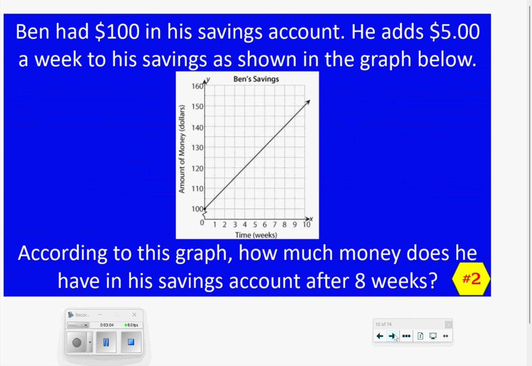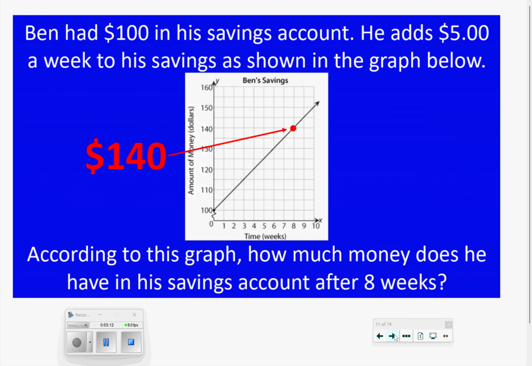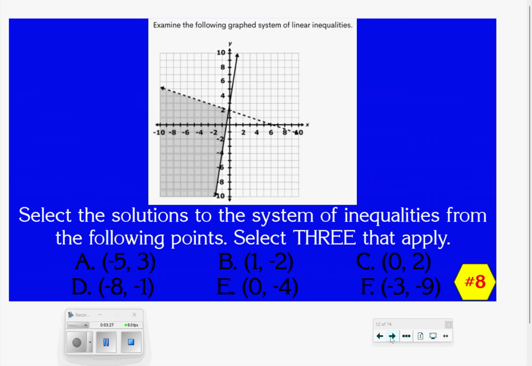Okay, try this one. Okay, the answer here is 140. If you go up 8 weeks and then you go all the way up, that's going to be 140. All right, see if you can find the answer here. Make sure that you select all three.